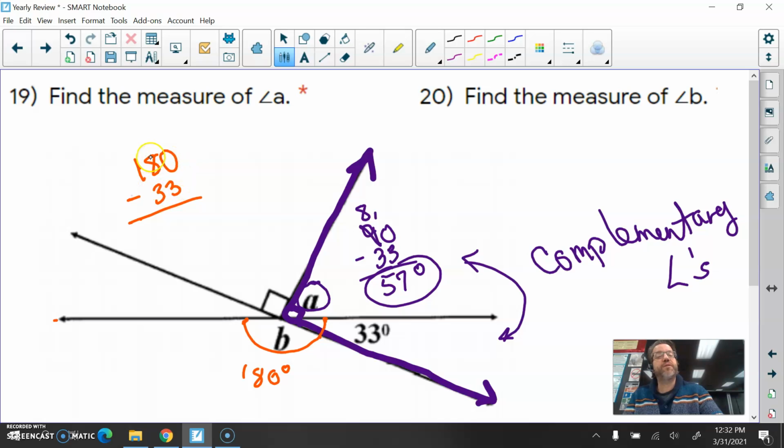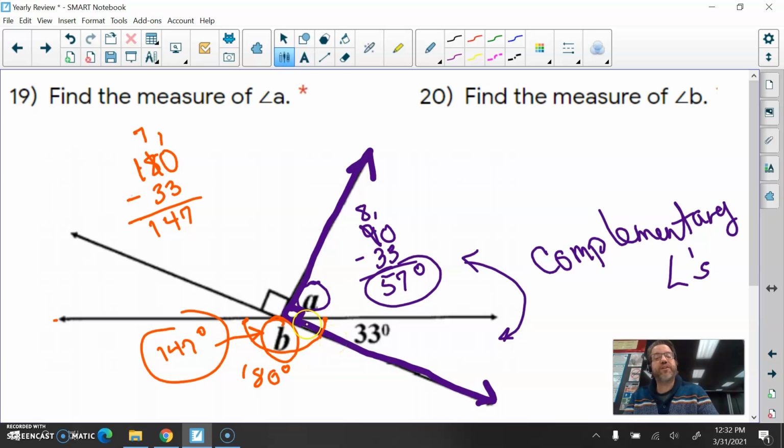I got to do a little regrouping here as well. I'll make this 8 a 7. This becomes 10. 10 minus 3 is 7. 7 minus 3 is 4. And then I have the 1 here. So this angle B here is 147 degrees. Okay? So that's my answer for number 20. The measure of angle B is 147 degrees. 147 plus 33 equals 180 degrees.